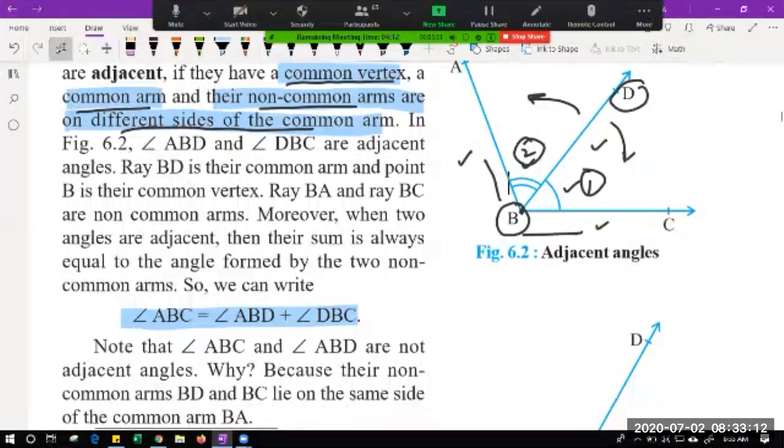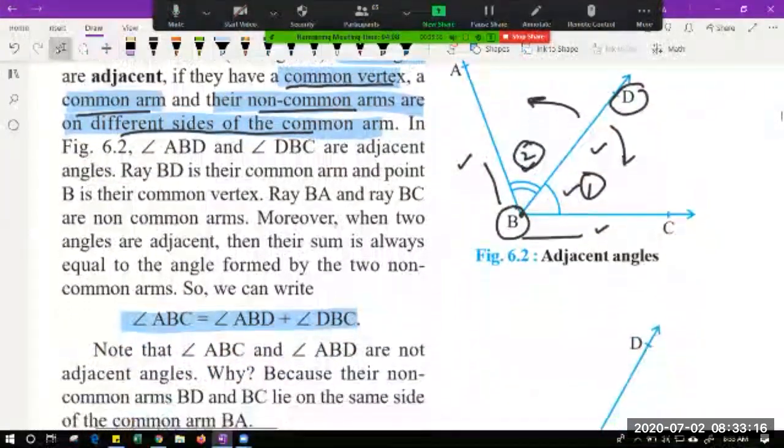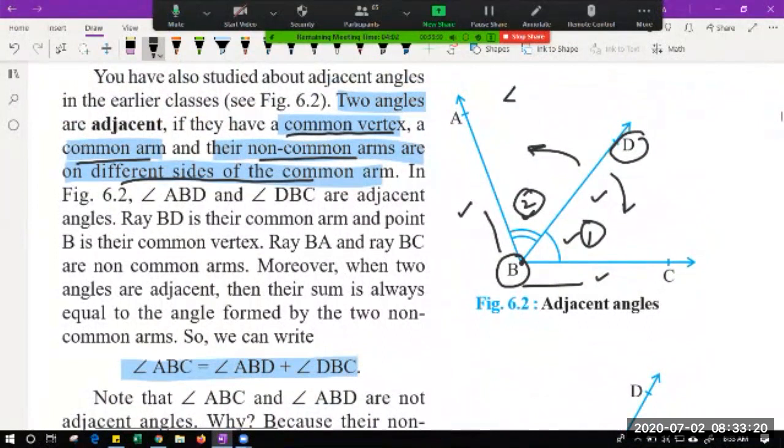Two minutes are left. Let's wrap it fast. So we can say the complete angle ABC is the same as angle ABD plus angle DBC. We can write like this, no issue. Or you can say angle ABC is equal to angle 1 plus angle 2. Same thing. And you can see writing 1 and 2 makes it very easy for us to deal with it.